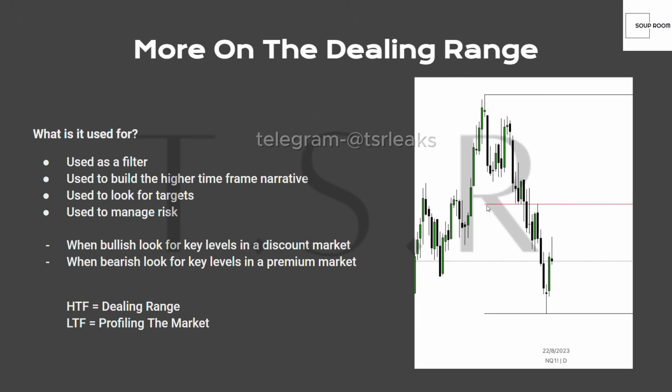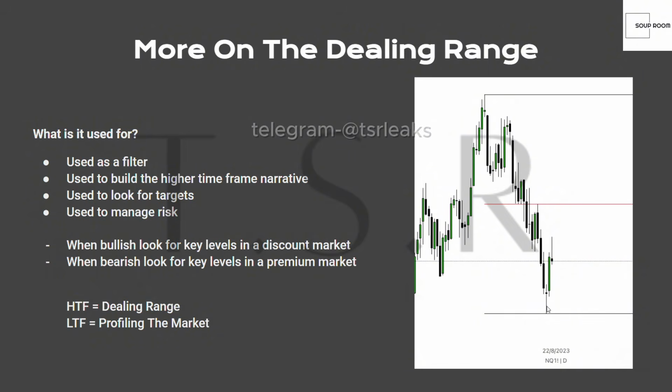Why? Because price is in the premium. That is the first filter. Next, we locate the key level, second filter. Key level and dealing range come from the higher time frame. Now we drop down time frames to the lower time frame.